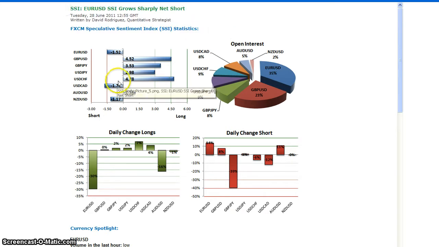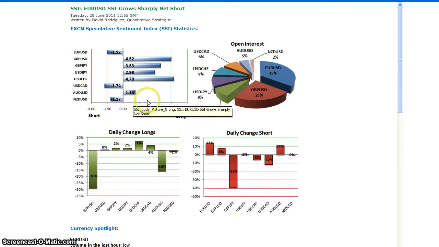So anyway, we have the dollar franc at a 4.78 SSI statistic, meaning that there's 4.78 traders long for every one short. It's increased since yesterday, and this is a contrarian indicator, meaning that when it gets to a level like this, we're going to look to short. Had this said that there was 4.78 traders short, we might look at a long position.